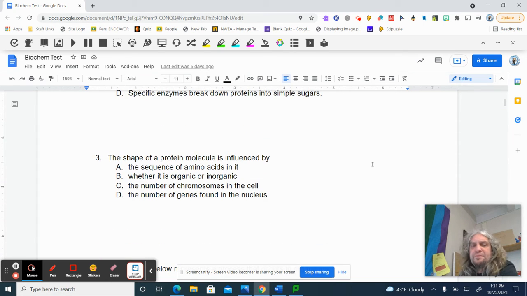Question 3. The shape of a protein molecule is influenced by A, the sequence of amino acids in it, B, whether it is organic or inorganic, C, the number of chromosomes in a cell, D, the number of genes found in the nucleus.